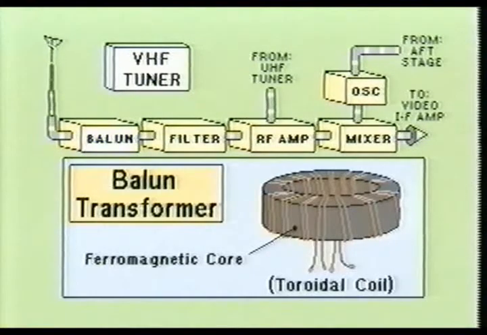Here you see a Balun transformer with a step-up ratio of 1 to 4. It is called a toroidal coil Balun. The toroidal coil Balun is nothing more than a coil wrapped around a donut-shaped core which is made of a ferromagnetic material. The primary advantage of the toroidal coil is that all magnetic flux is contained within the core material.